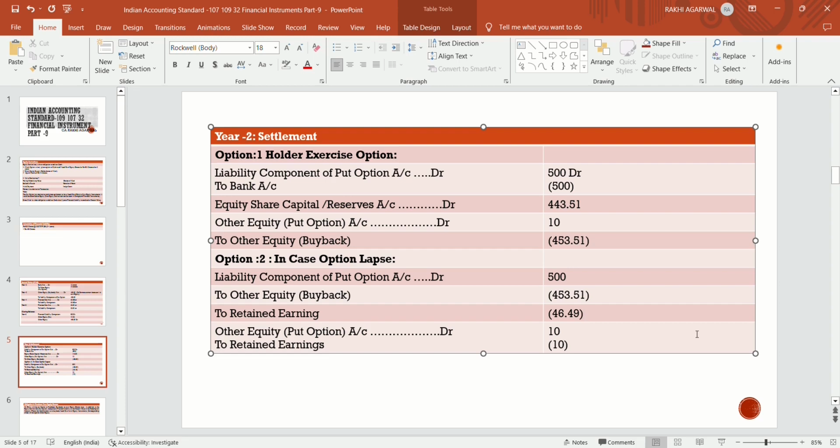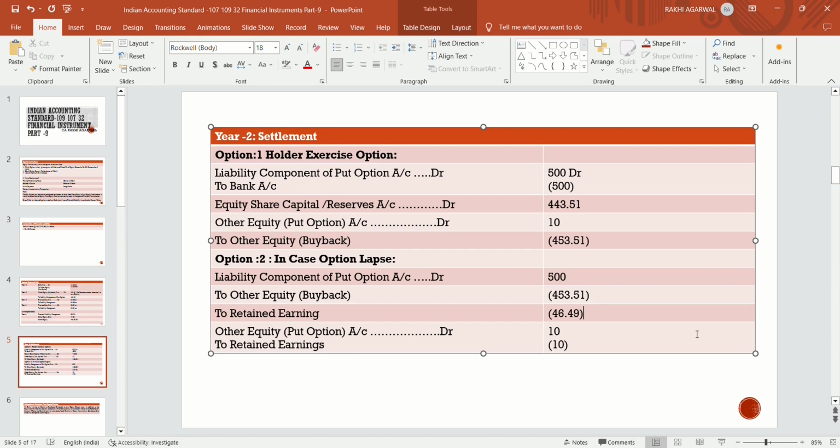On the date of settlement, if the option holder, that is B Limited, exercises the option, then what will the accounting entry be? If the holder exercises the option, then the liability component of put option, which was recognized by A Limited as a liability, is reversed: liability component of put option debit by 500 crore to bank account, because it needs to pay that.